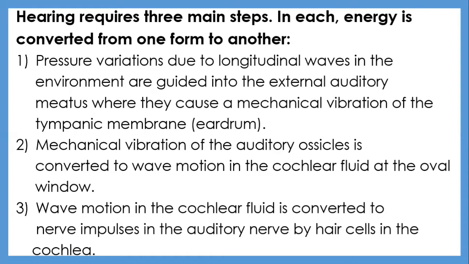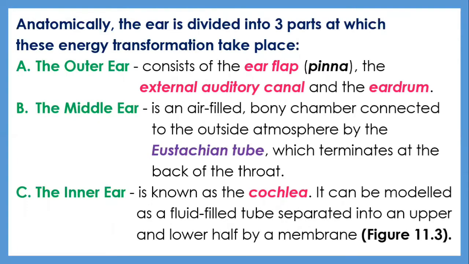Second, mechanical vibration of the auditory ossicles is converted to wave motion in the cochlear fluid at the oval window. And finally, wave motion in the cochlear fluid is converted to nerve impulses in the auditory nerve by hair cells in the cochlea. And anatomically speaking, the ear is divided into 3 parts at which these energy transformations take place.